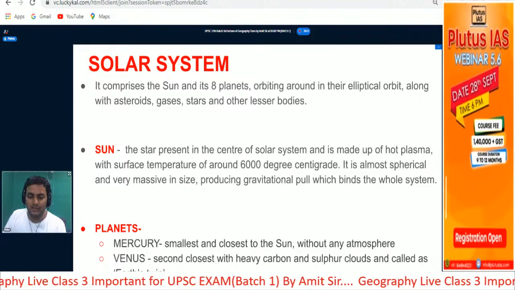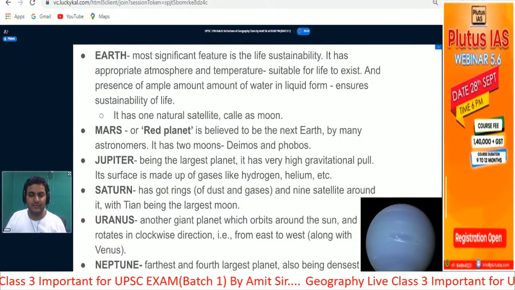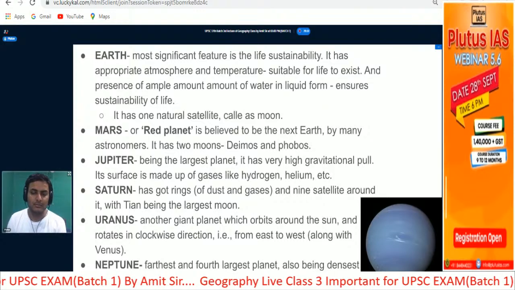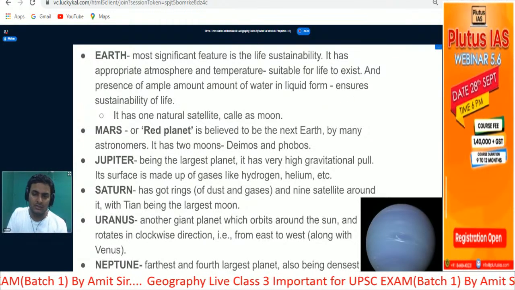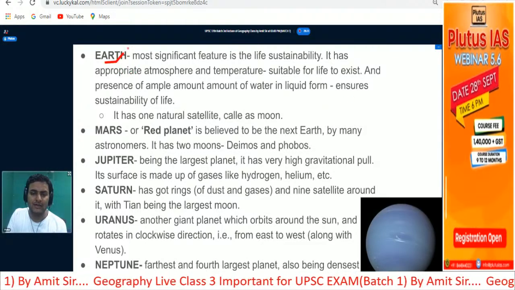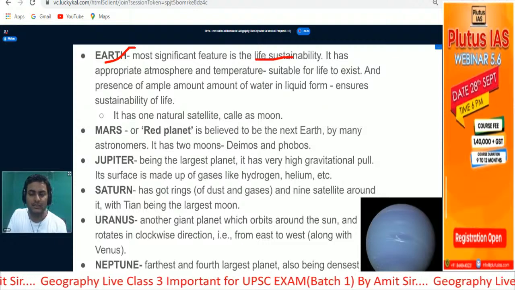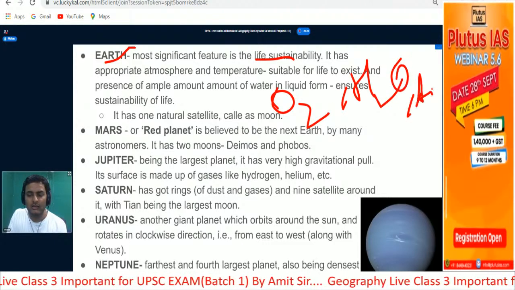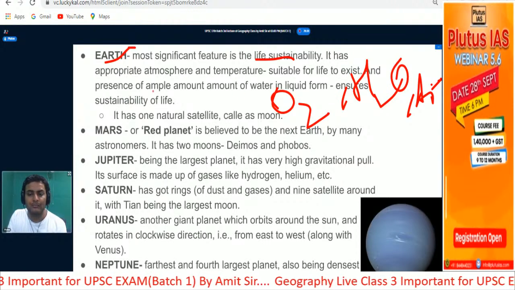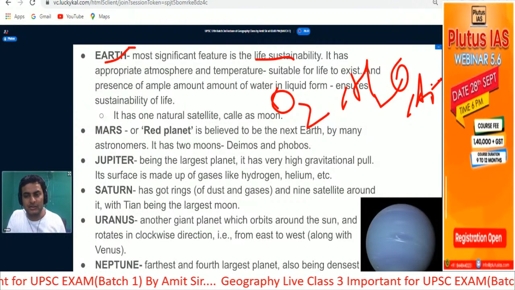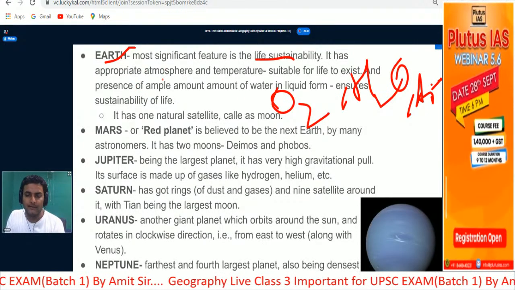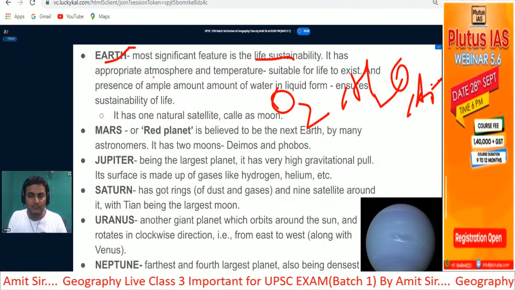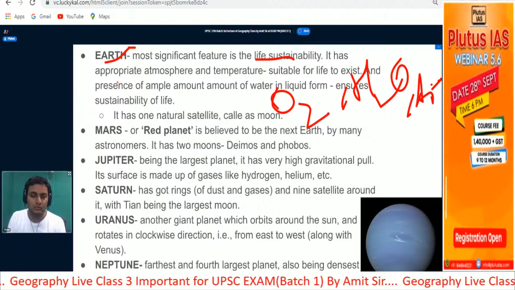So let's move ahead. We have talked about Venus Express on Venus. Then the third planet from the Sun is Earth. The most significant feature of Earth is life sustainability. It has oxygen, water, air, atmosphere, and a suitable temperature, neither too cold nor too hot. This is because of the optimum distance from the Sun. It is in the Goldilocks zone. Do you know the Goldilocks zone?